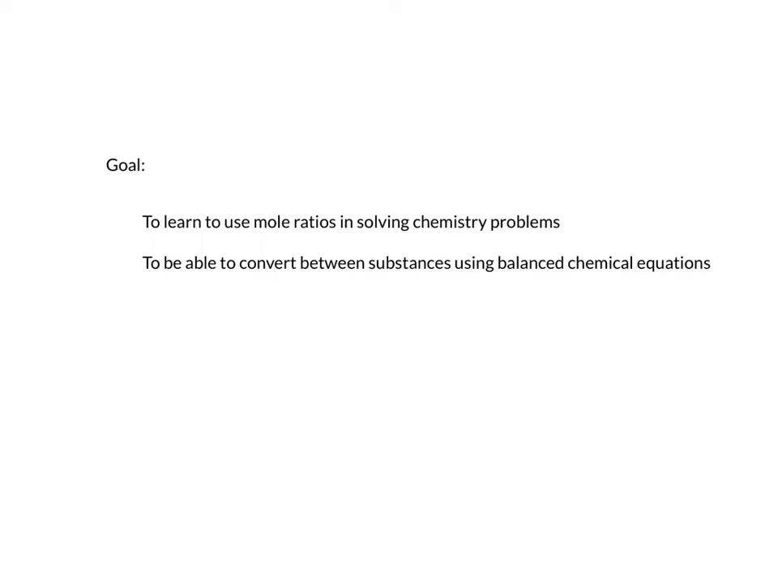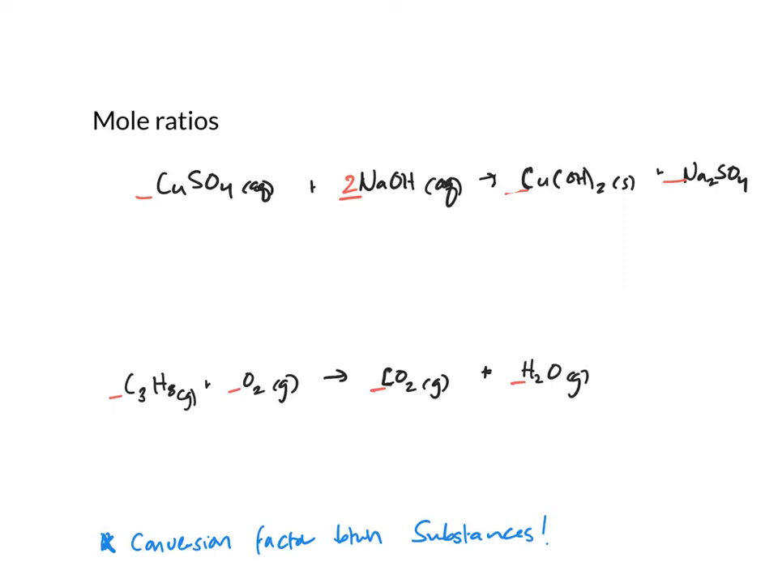So in class today, we talked about this idea of a mole ratio coming from our balanced equation. So if we have our balanced equation, this is one of the ones that we looked at in class today, where we have copper sulfate reacting with sodium hydroxide, making copper hydroxide and sodium sulfate. So when we look at this, we said that the copper sulfate and the hydroxide react in a 1:2 ratio, and that comes from our balanced chemical equation.